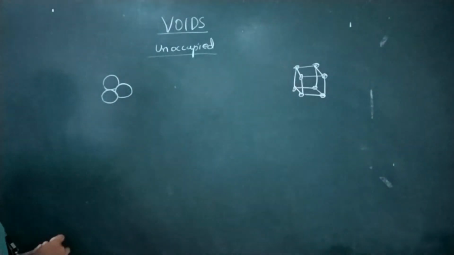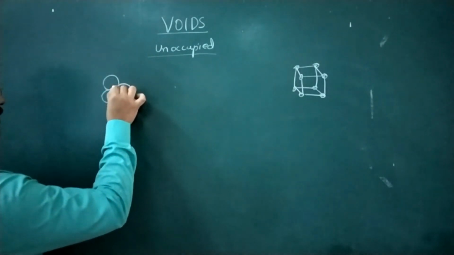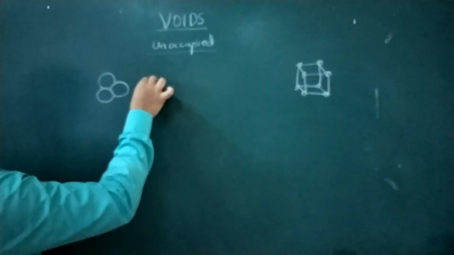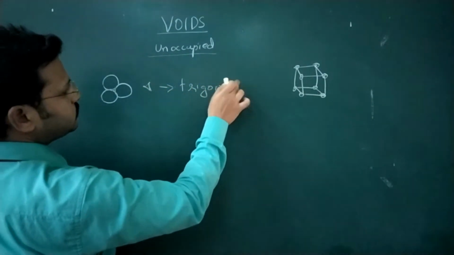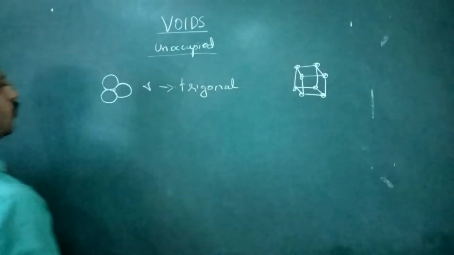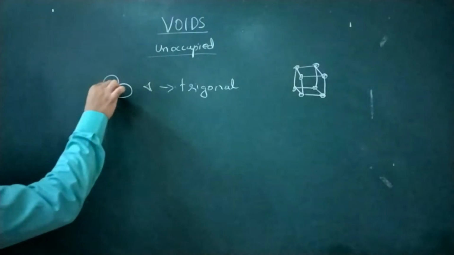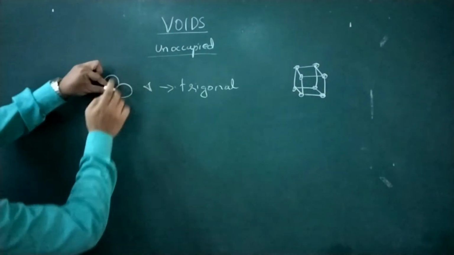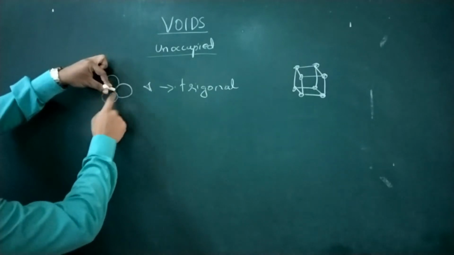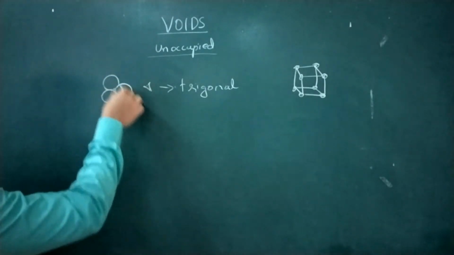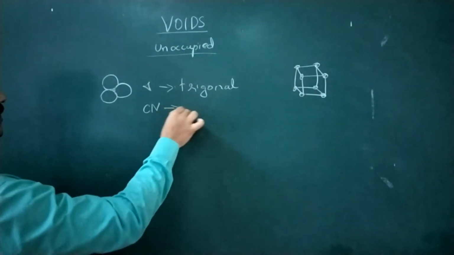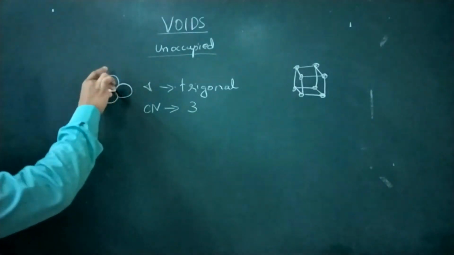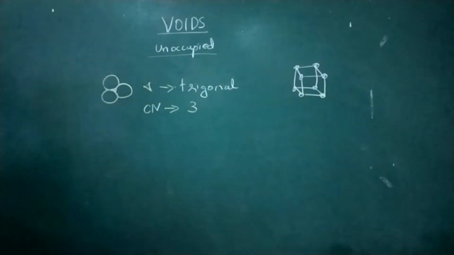When 3 atoms are connected, we get an empty space in between the 3 atoms. Since it has 3 sides, it is considered to be a trigonal void. If I fix a position at this void, I can coordinate with 1, 2 and 3 atoms. The nearest neighbors give the coordination number. So the coordination number of a trigonal void is 3, the number of atoms coordinating this trigonal void.